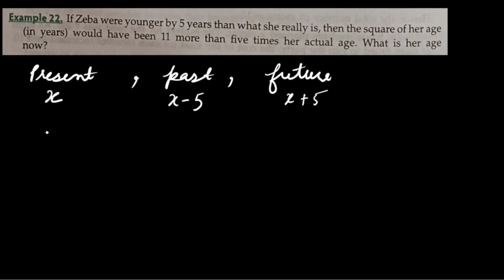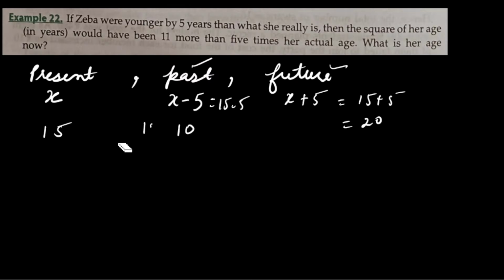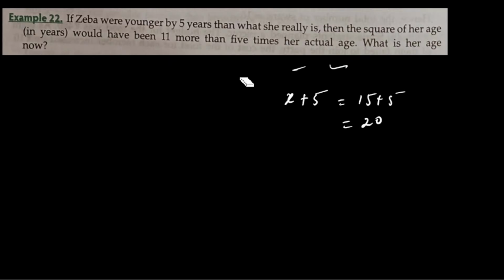Suppose a person's present age is 15 years. 5 years back, what will the age be? It will be 10, 15 minus 5. In the same way, to find the future age we do 15 plus 5, which will become 20. So for past age we do subtraction from the present age, and for future age we do addition to the present age. Basically, always assume the present age of the person.